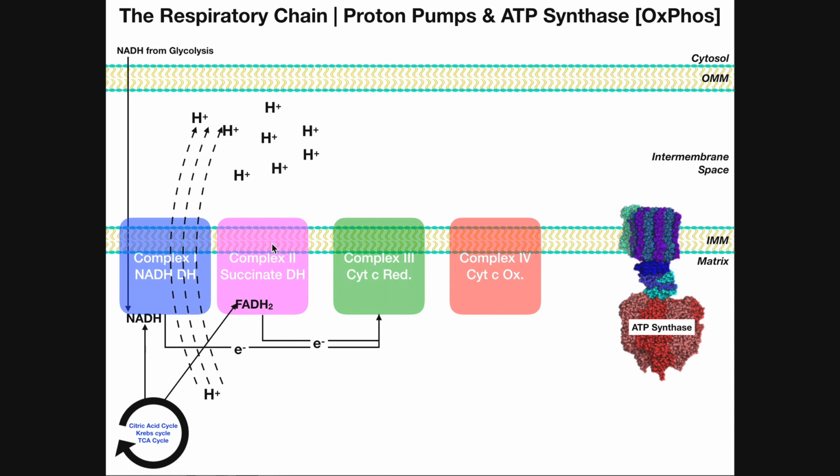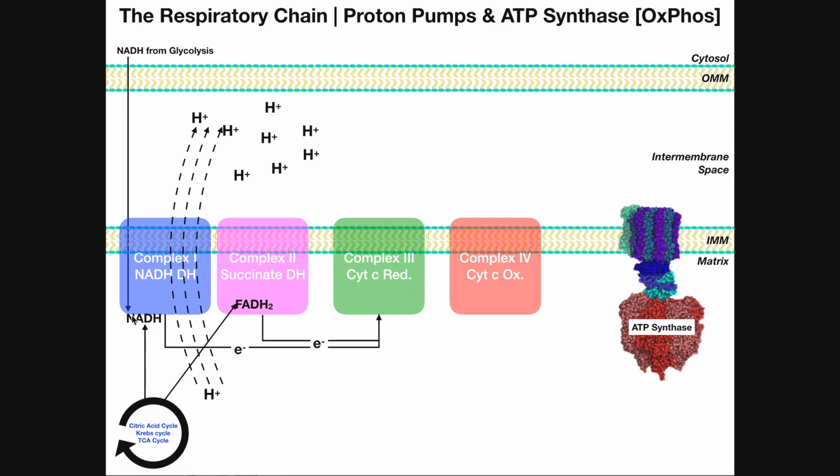Now complex 2 does not do this because complex 2 is actually part of the Krebs cycle. Okay, that's actually an interesting fact about this protein. This is actually an enzyme in the Krebs cycle. It just happens to be in the inner mitochondrial membrane. So complex 2 does not pump protons. Only complexes 1, 3, and 4 do that.